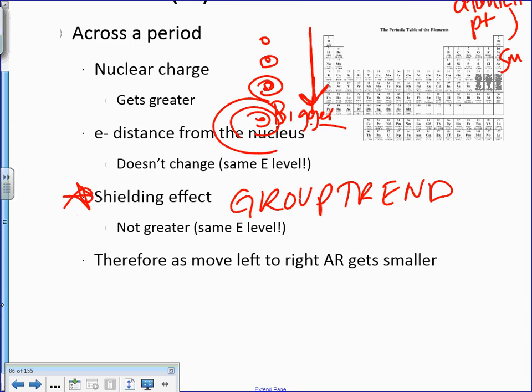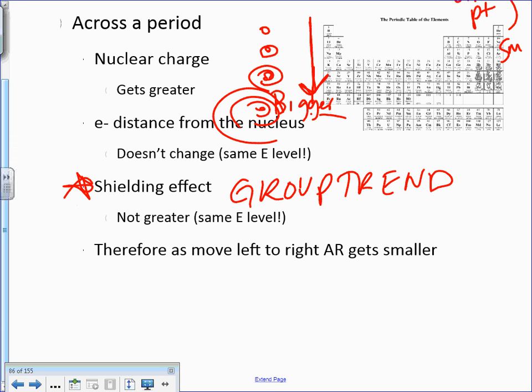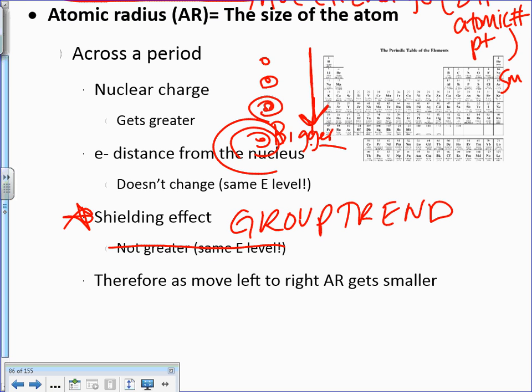Because we're going down, that's why it's getting bigger. But as we go across the period, this way, what's happening to the size? As we go from left to right, what's happening to the size? It's actually getting smaller. You saw this yesterday on your chart. You saw that lithium was big and neon was smaller. So the small ones are over here. Remember, the atomic radius trend is increasing to the left, not to the right.